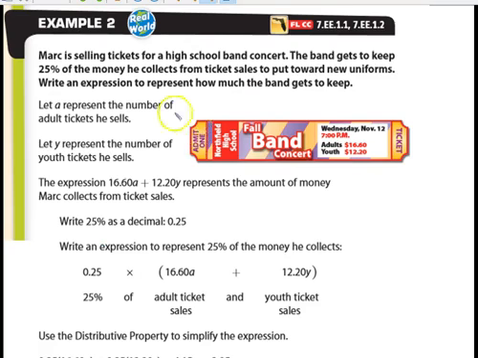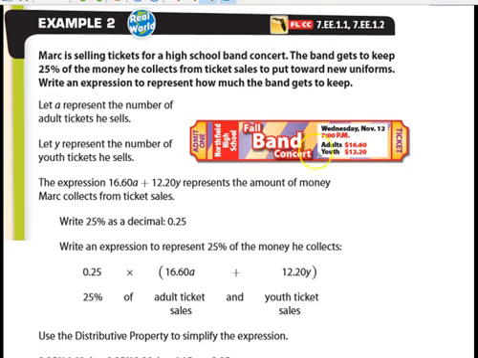So example 2, Mark is selling tickets for a high school band concert. The band gets to keep 25% of the money he collects from ticket sales to put toward new uniforms. Write an expression to represent how much the band gets to keep. Let A represent the number of adult tickets he sells. Let Y represent the number of youth tickets he sells. So we look at the ticket. Adults cost $16.60. Youth tickets cost $12.20.